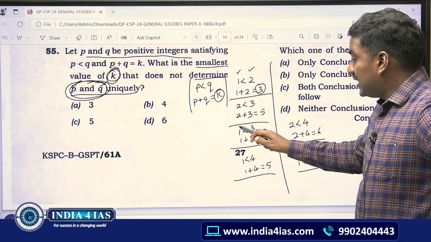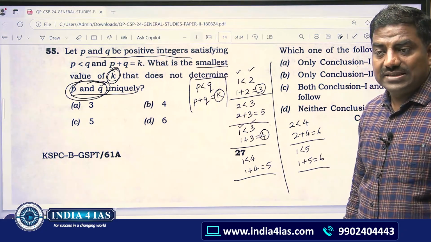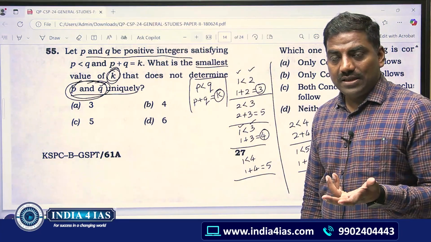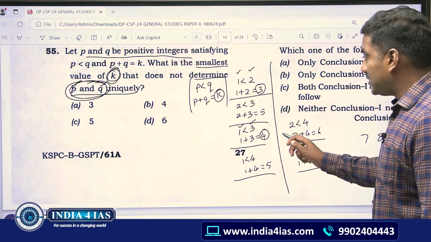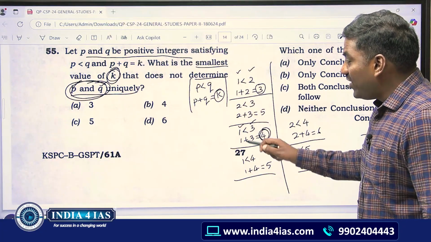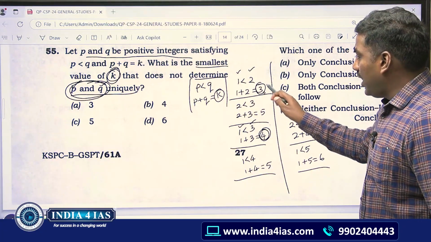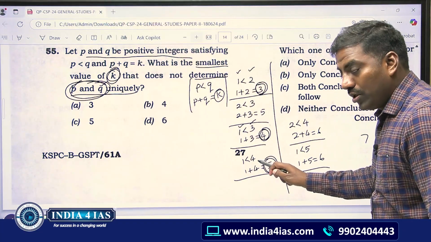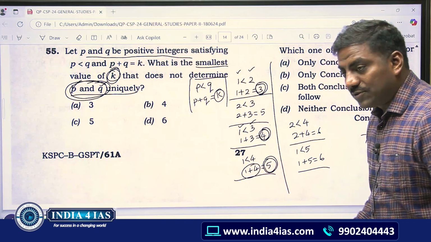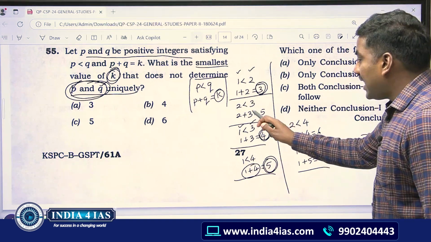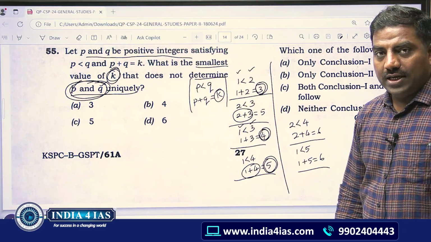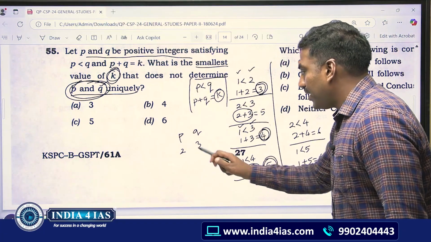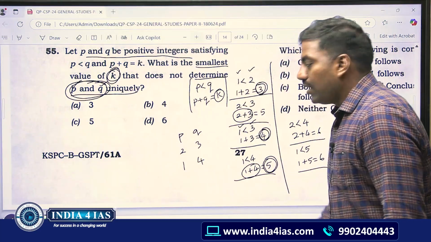For 4, it is 1 and 3. I cannot take anything else. For example, 2 plus 2 is 4, but 2 and 2 are not distinct. They are the same. So 1 plus 3 is 4, and for 4 the definite values are 1 and 3. For 3, the definite values are 1 and 2. But for 5, it can be the sum of 1 plus 4 also, and it can be the sum of 2 plus 3 also. In one case P and Q are 2 and 3 respectively, and in the other case P and Q are 1 and 4 respectively.